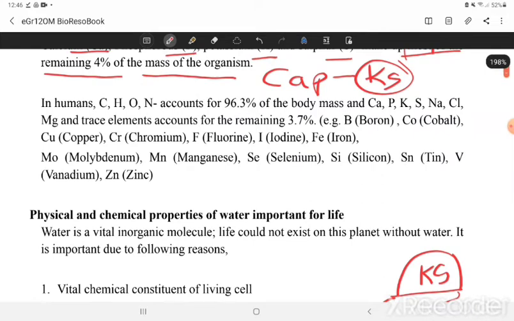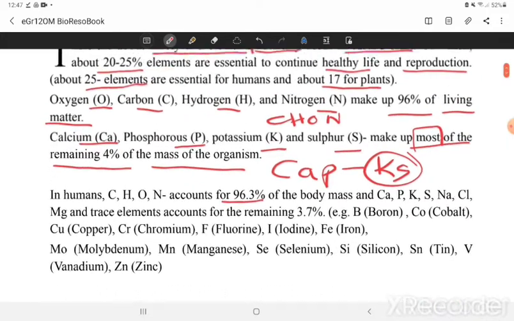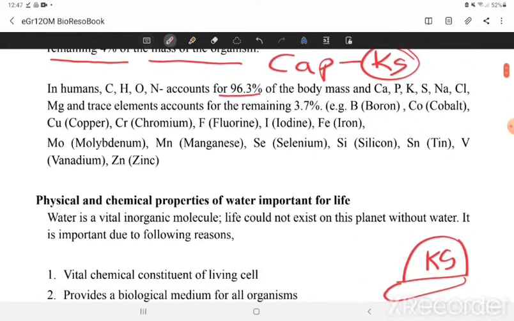When you're considering humans, CHON, C-H-O-N, accounts for 96.3% of the body mass. Earlier we considered living matter generally, now we are considering humans, so we can give a definite number: 96.3% of the body mass.